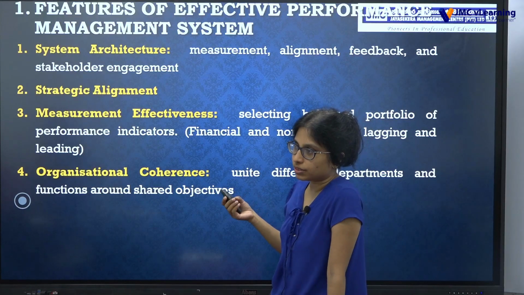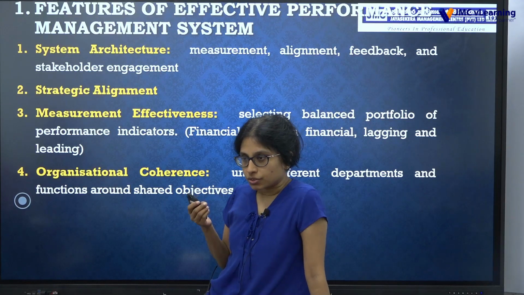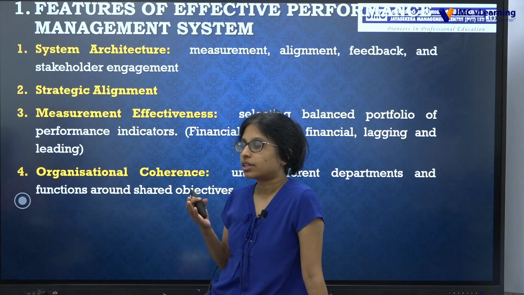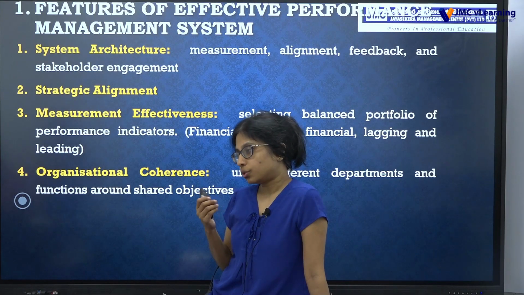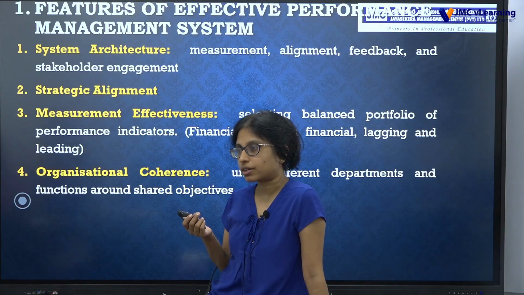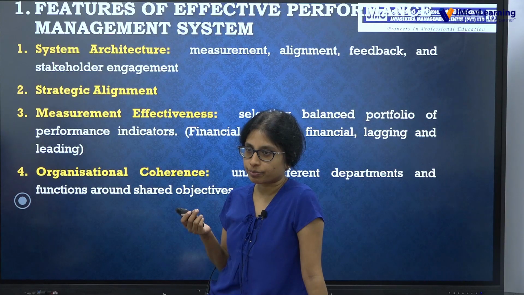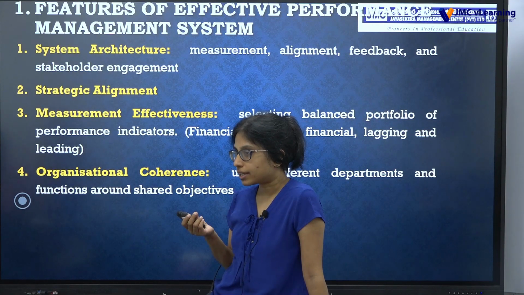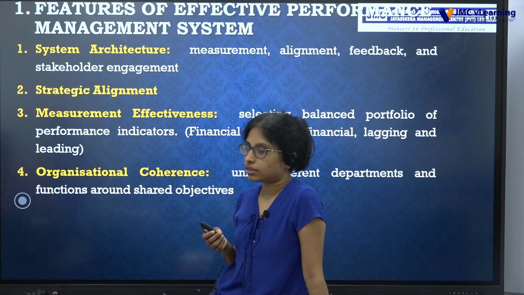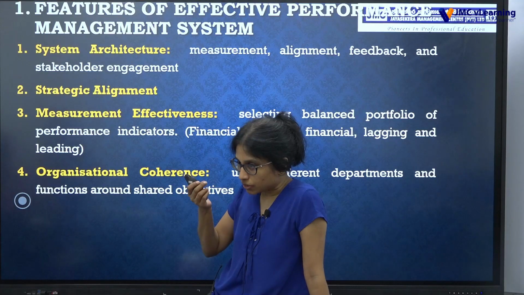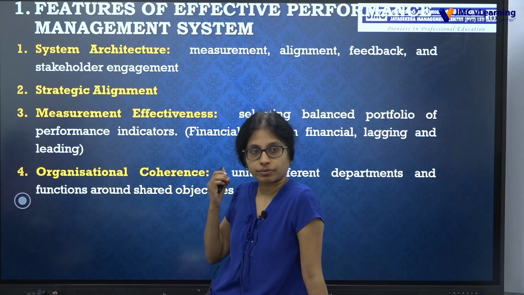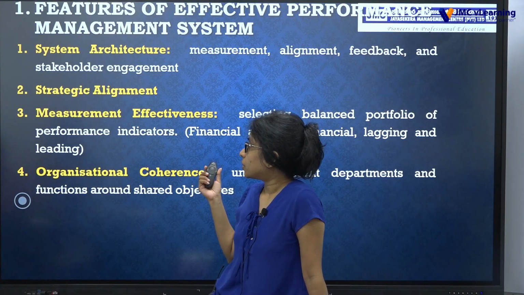Then measurement effectiveness. Some companies use only financials. Some companies use only non-financials. There has to be a balance. You should evaluate based on revenue growth, gross profit margins. Those are financials, that is okay. There has to be non-financials as well: customer retention rates, churn rates, the number of new product developments, the number of new ideas that you put forward. Those will be measurement effectiveness.